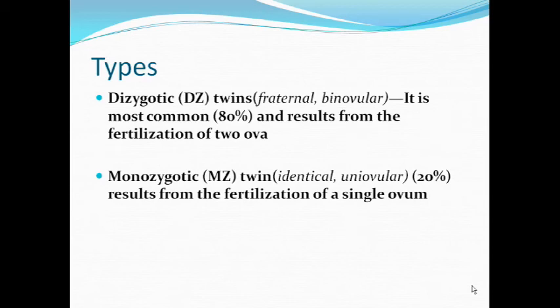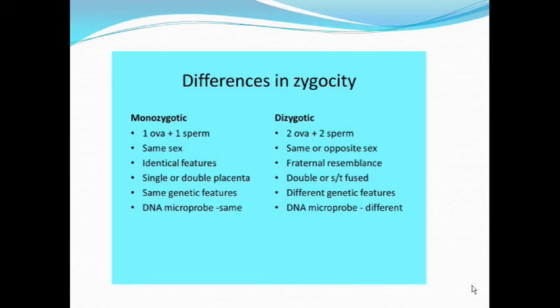So two types, dizygotic and monozygotic, depending on whether it is fertilized from one ovum or from two ova. So dizygotic and monozygotic twin. How can you differentiate between the zygosity? In monozygotic twins, there is fertilization of one ovum with one sperm. In dizygotic twins, it develops from fertilization of two ova and two sperms.